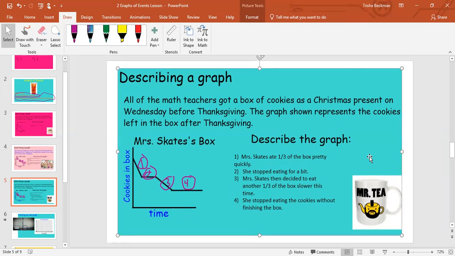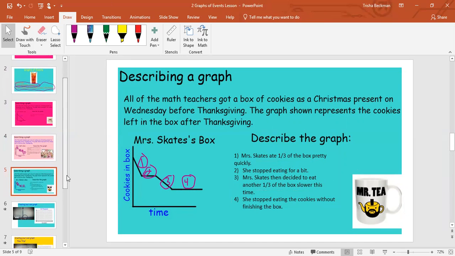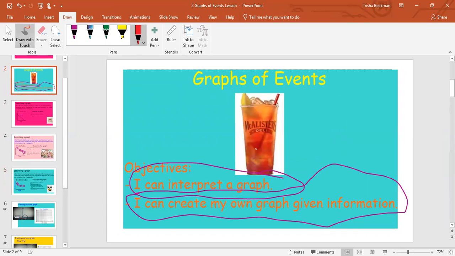And those are 3 examples of how, if you were given a graph, you could describe what is happening in real life. So it's kind of amazing that just with one picture, you can tell all of this information of what is actually happening. All right, so if you go back to our objectives, you guys just did objective 1. You can interpret a graph.